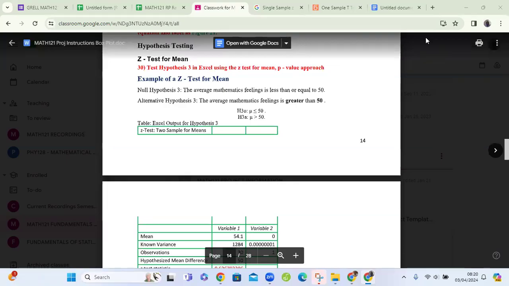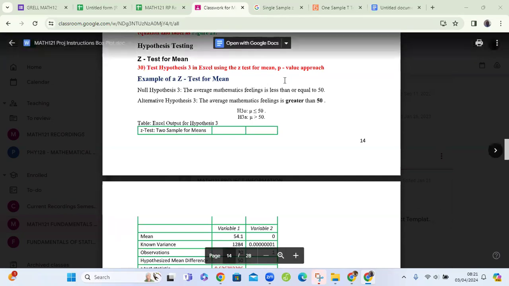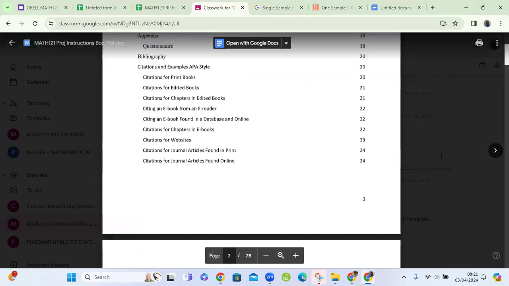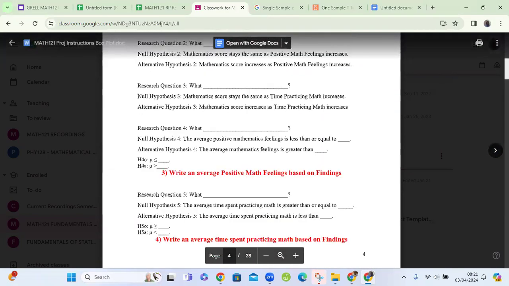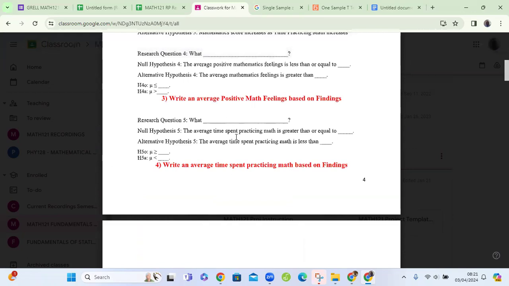In this presentation, we are going to discuss how to perform a z-test for mean using an online calculator. And we are going to do this for research question number 5. So let's go to research question number 5. Here it is. It's asking, what is the average time spent practicing maths?